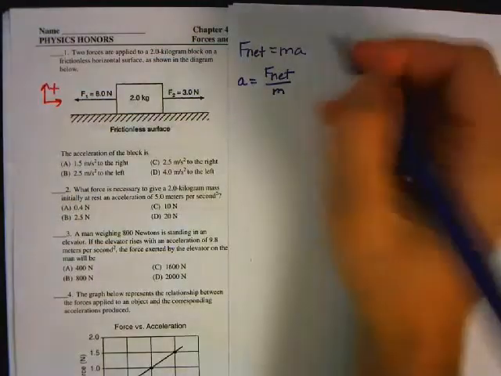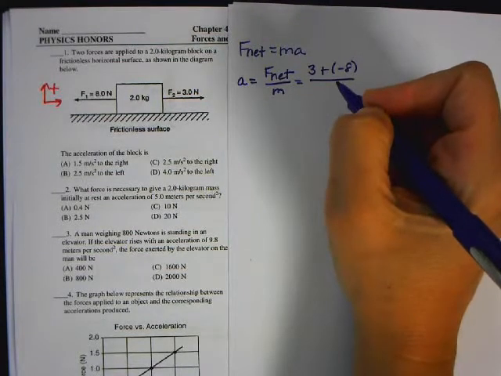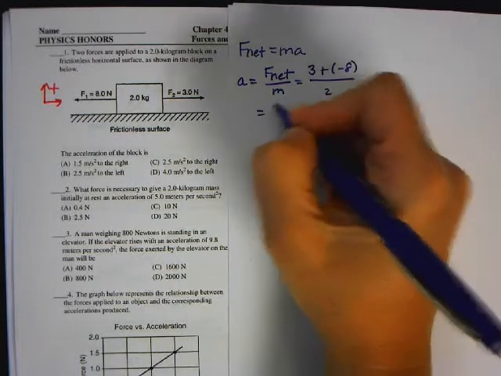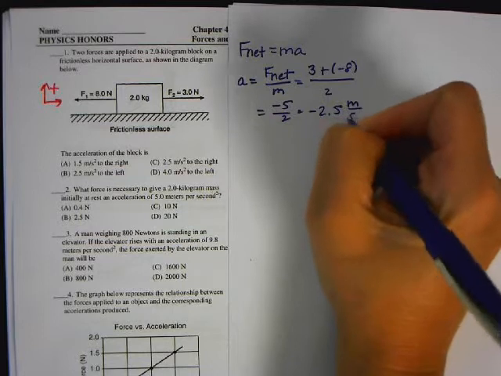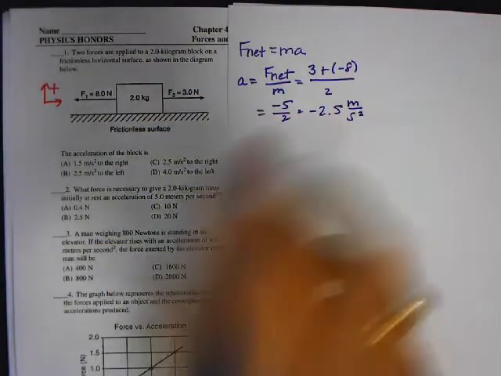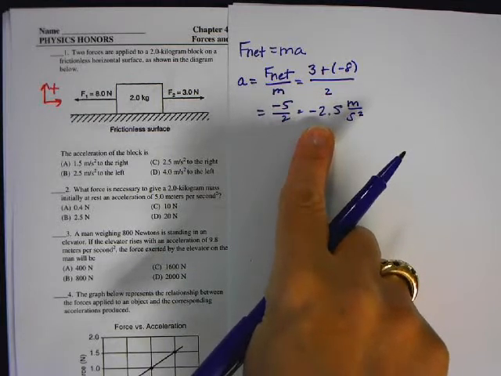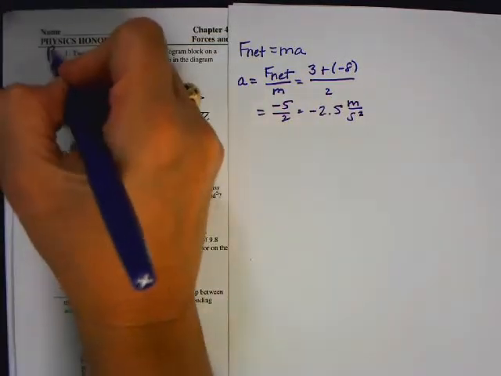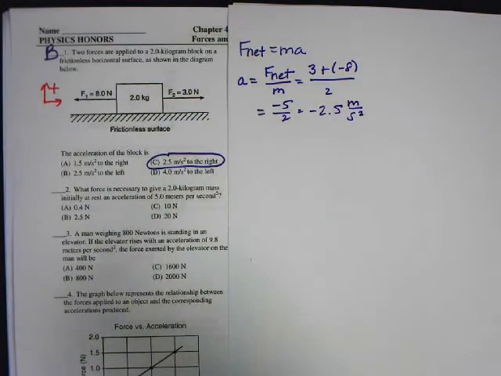So now the net force, that would be 3 plus negative 8, over m, which is 2. So it would be negative 5 over 2, which would be negative 2.5 meters per second squared. According to my sign convention, negative means to the left, positive is to the right, so that's why the answer is choice B, 2.5 meters per second squared to the left. Remember, force is a vector quantity. It has both magnitude and direction.